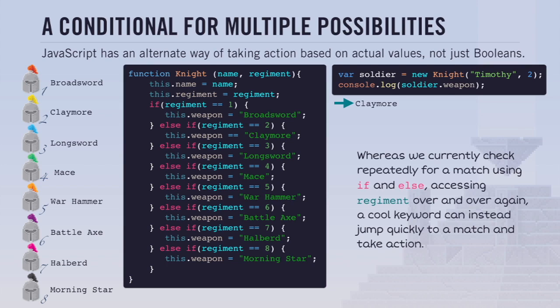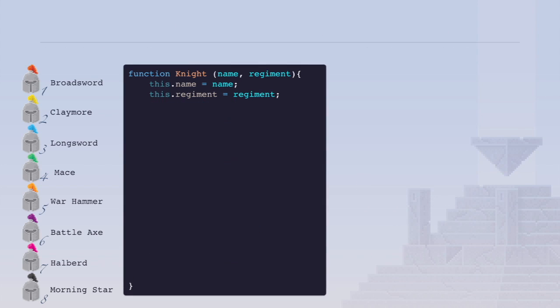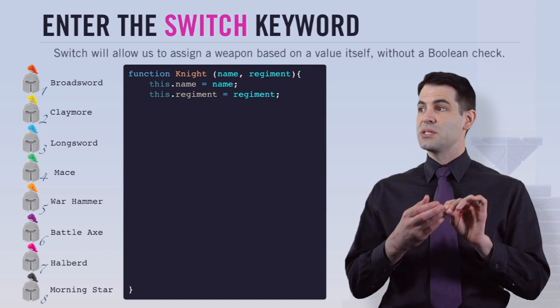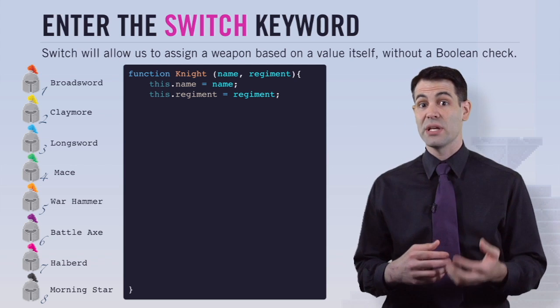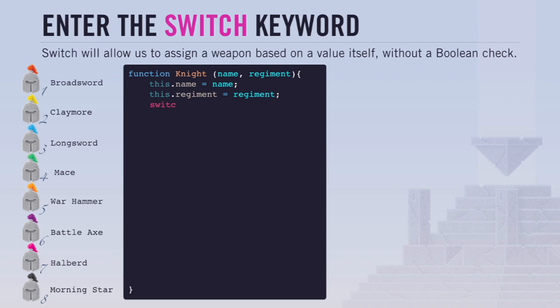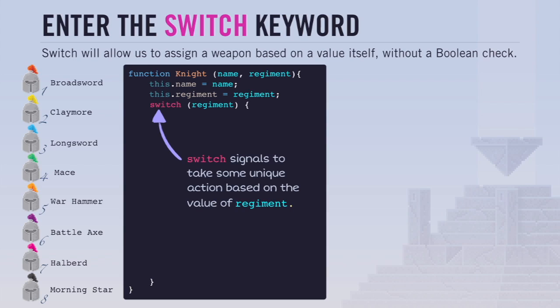We can use instead a cool JavaScript keyword that will jump directly to the right action to take. The switch keyword will allow us to assign a weapon based on a value itself, but without the Boolean check. First thing you do is place down the switch keyword, and then a set of parentheses which contain the value you want to switch upon. It signals to the compiler to take some specific action based on the value here of regiment.